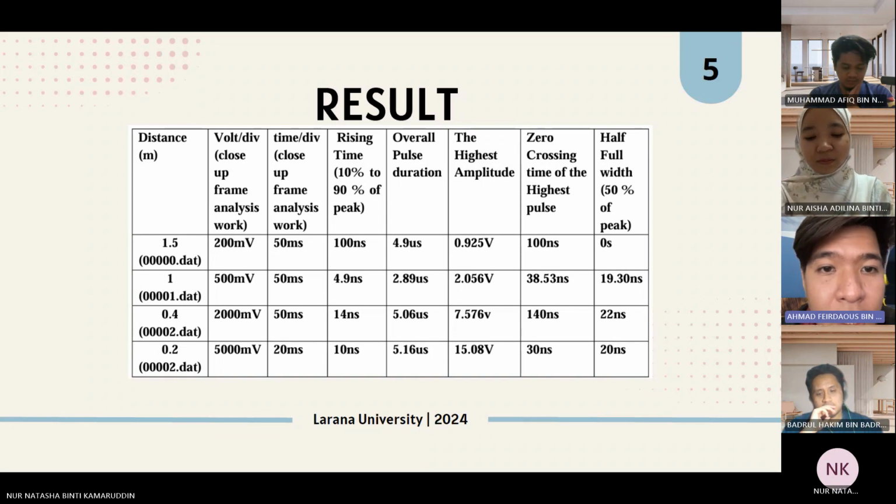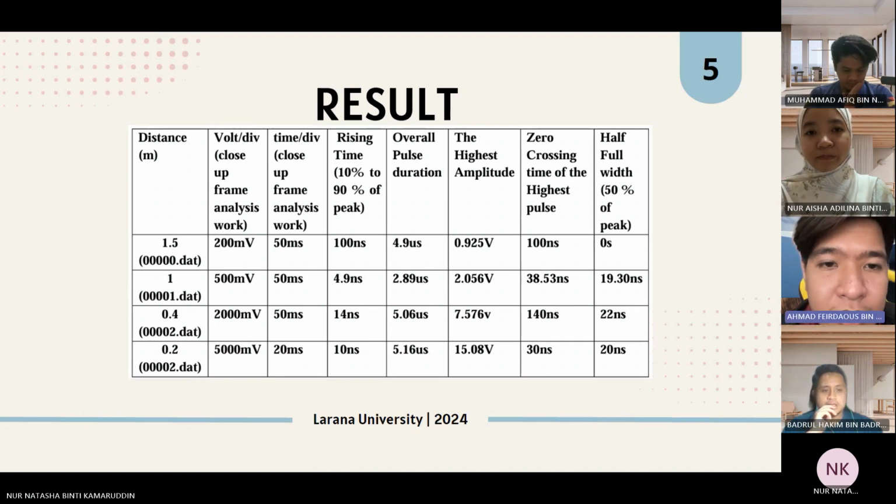So first of all, at the distance of 1.5 meter, we are able to get a rising time of 100 nanosecond, which is very high. The overall pulse duration is 4.9 microsecond, the amplitude is 0.925, and the zero crossing time is 100 nanosecond.